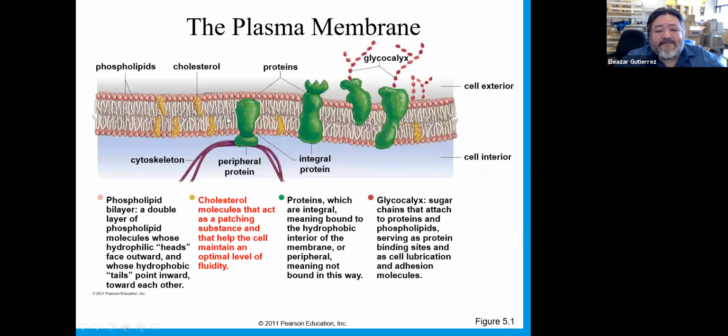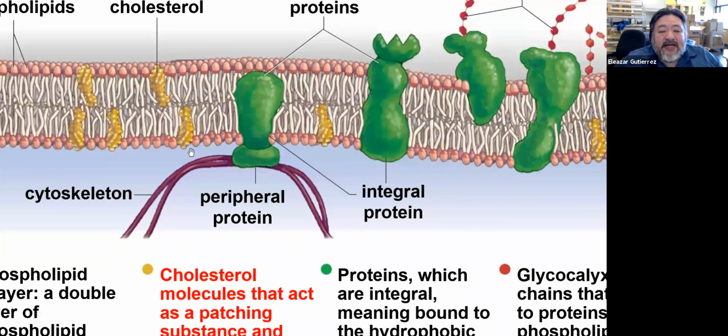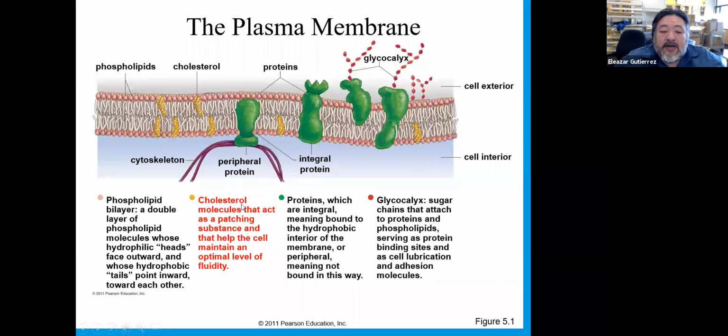Okay, so let's go back. So here's a phospholipid bilayer. And what's the second thing that we have? Let's make sure we're not missing anything. A double layer of phospholipid molecules whose hydrophilic heads face outward, and whose hydrophobic tails point inward towards each other. Okay? So to recap, this is hydrophilic, but the tails are hydrophobic.